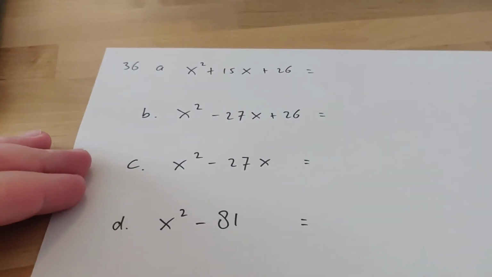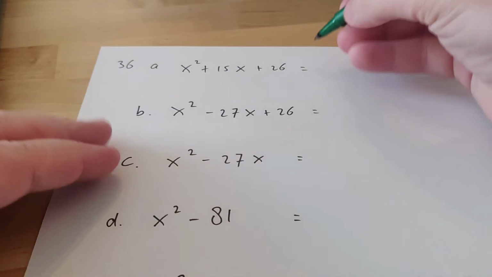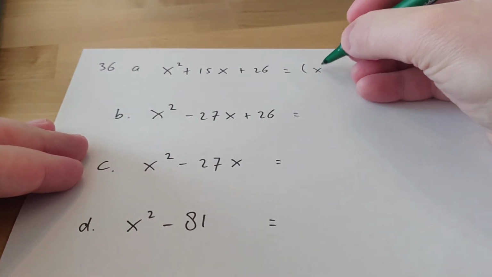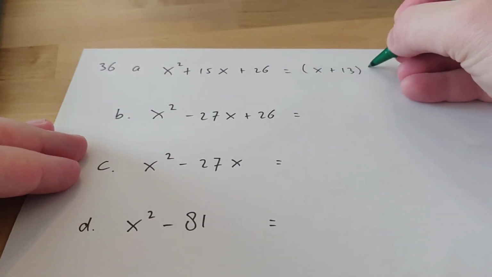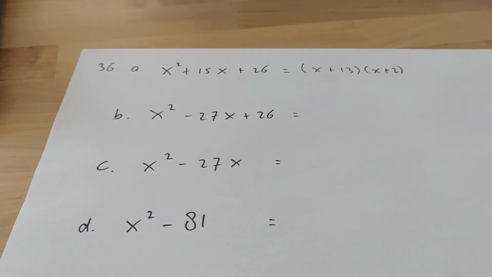Here we have 36a. X squared plus 15x plus 26. So we see three different things. That means we need to use the product sum method. So you need to find two numbers. If you multiply them, you get 26. And when you add them, you get 15. So I'll show you what the answers are here. The answers are, let me see, 13 and 2. Because 13 times 2 is 26. And 13 plus 2 is 15.